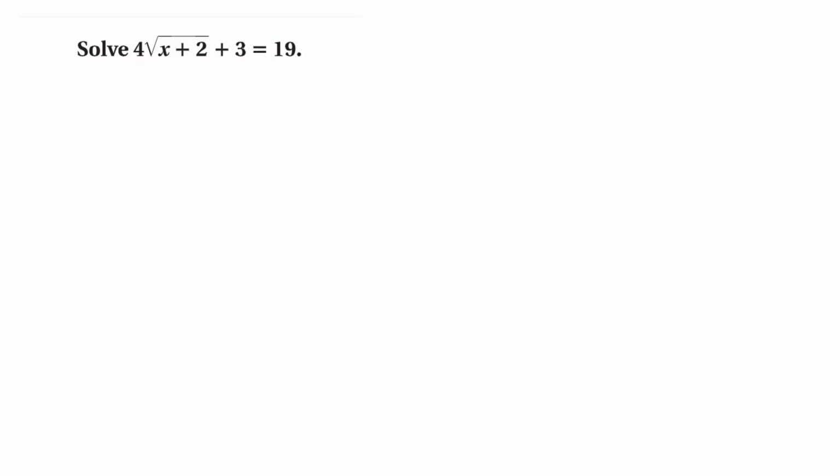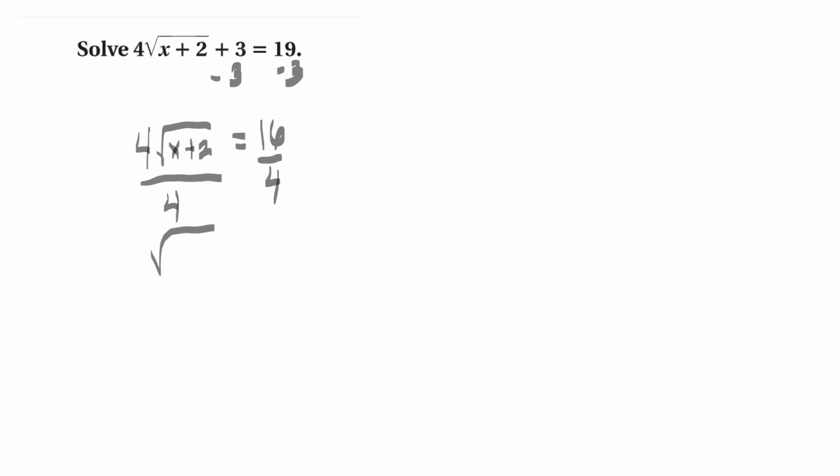Now we can see our equations are getting more complicated. So again, we just want to follow inverse operations just like we would as if there wasn't a square root. So the first thing we want to get rid of is that addition. So we're going to subtract 3 on both sides. So we have 4 times the square root of x plus 2 equals 16. Then we need to get rid of the multiplication. So we're going to divide both sides by 4.